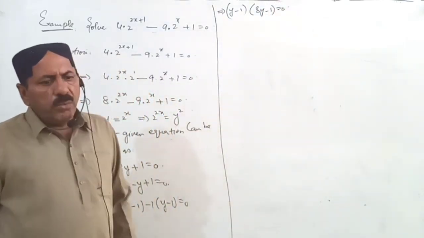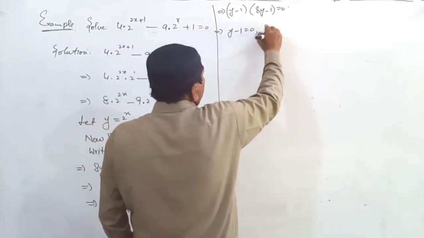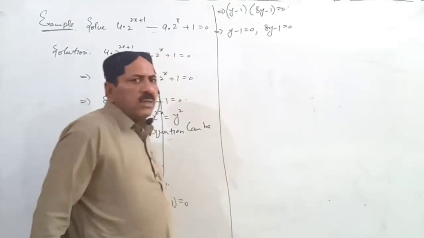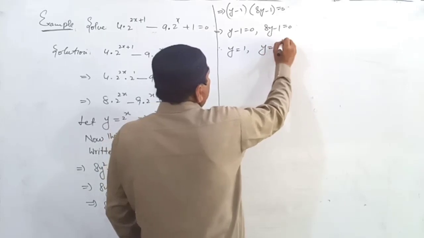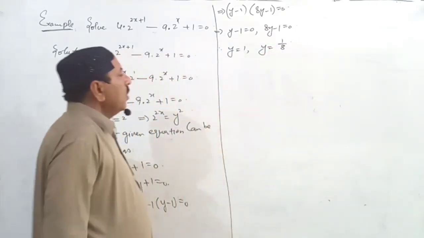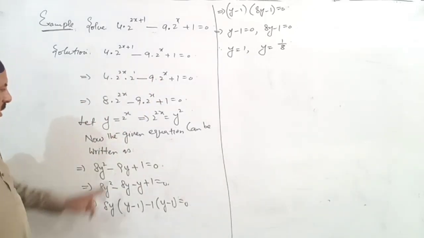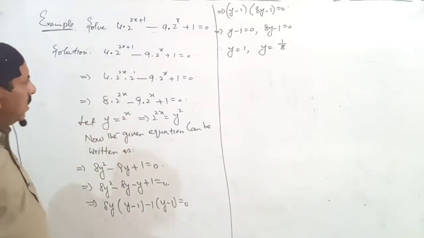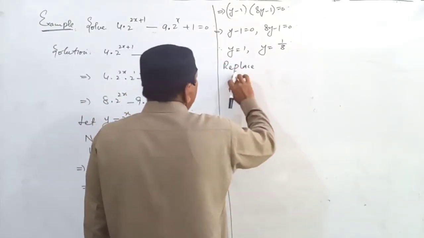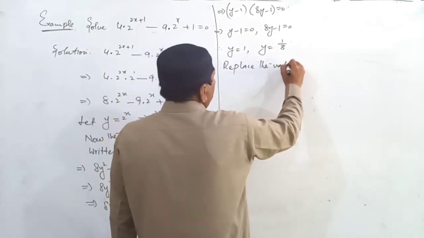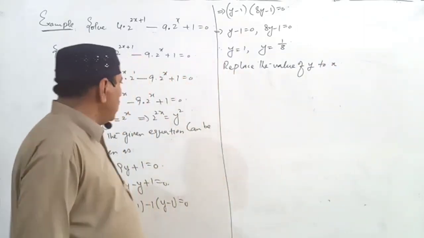So both factors are equal to 0, then y minus 1 is equal to 0, 8y minus 1 also is equal to 0. The value of y is equal to 1. The value of y is equal to 1 upon 8. Now these are the values related to y, but our equation is according to x. So replace the value of y to x.